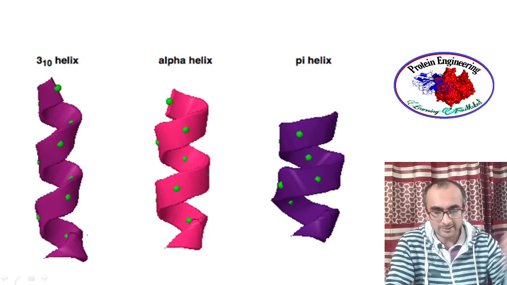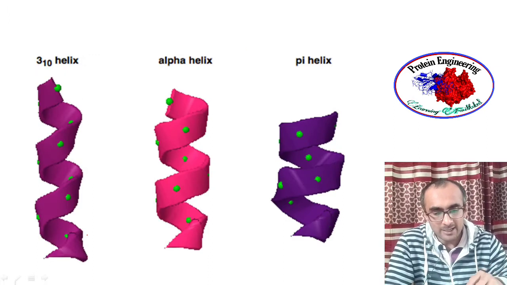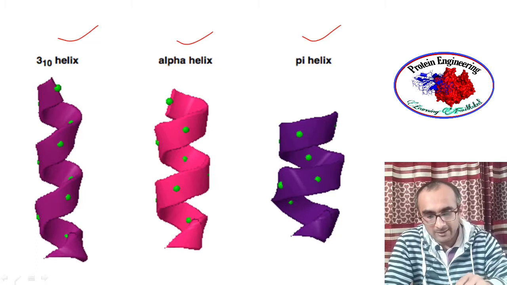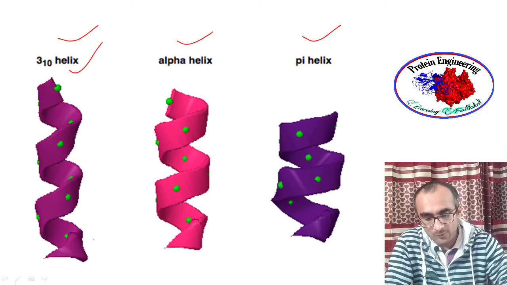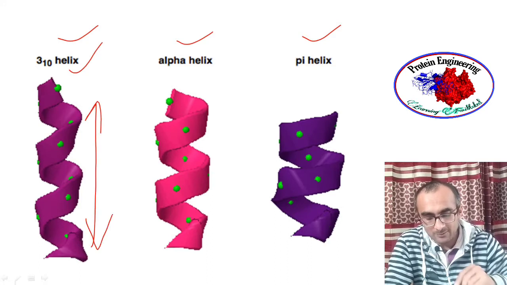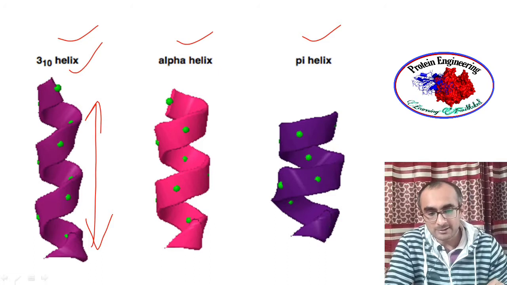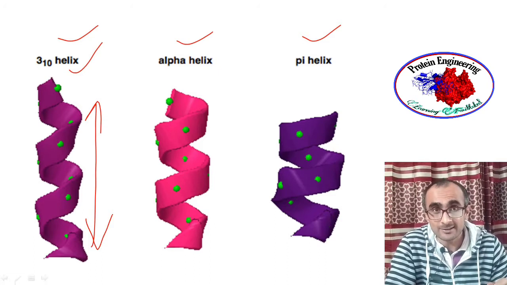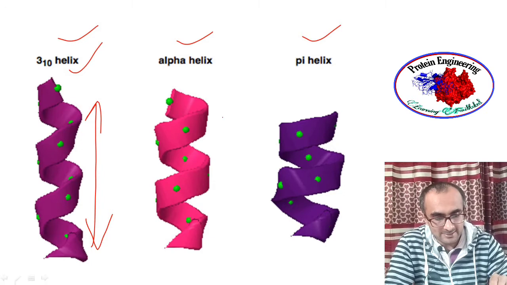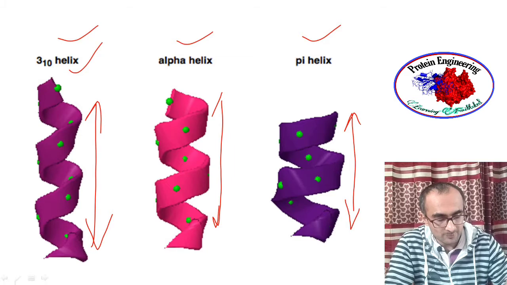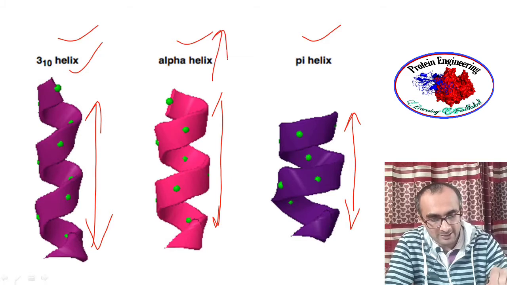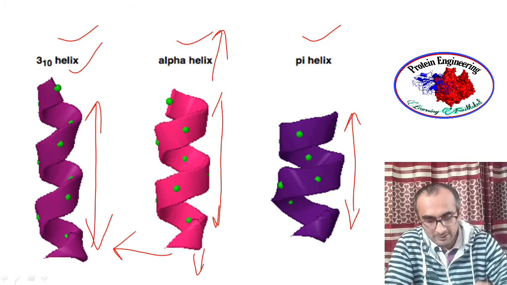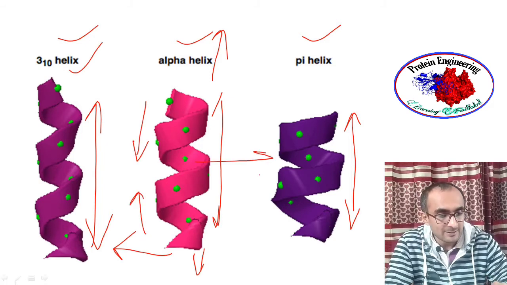If you look at these, they are examples of the same number of amino acids in 3-10 helix, alpha helix, and pi helix. You see the 3-10 helix is the extended form. The length is more in case of 3-10 helix because the rise per amino acid is more, whereas alpha helix is medium and pi helix is shorter. This is compressed. So basically, if you pull alpha helix in both directions, it becomes like 3-10 helix, and if you compress it from both ends, it becomes pi helix.